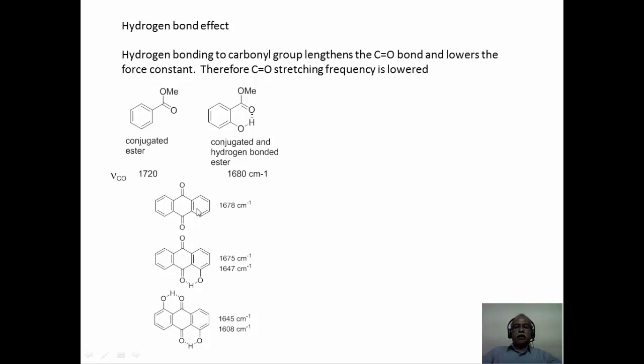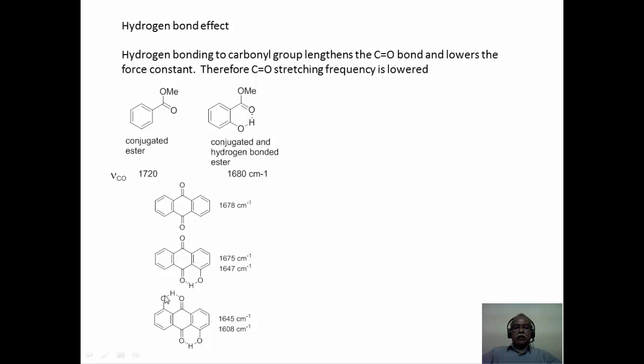So, from the base value of 1678 for an alpha beta unsaturated carbonyl functional group, in the case of anthraquinone it reduces to 1647. There are two types of carbonyl groups. One is hydrogen bonded, the other one is non-hydrogen bonded. The non-hydrogen bonded essentially comes in the same region at 1675 like this one here, whereas the hydrogen bonded one is reduced by about 30 inverse centimeter to about 1647 or so. This is a doubly hydrogen bonded system.